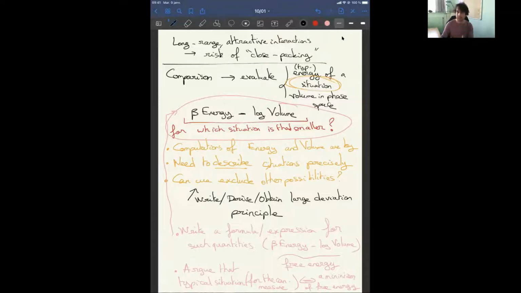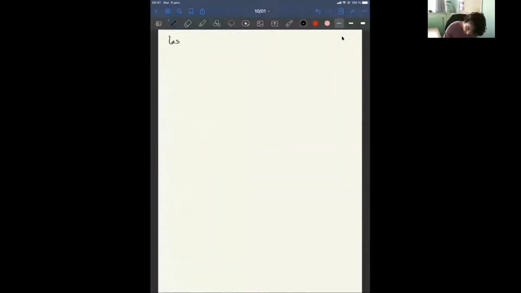And if you do that, and then you manage to compute the minimizer of the free energy, so that's the last step, find minimizers of free energy.